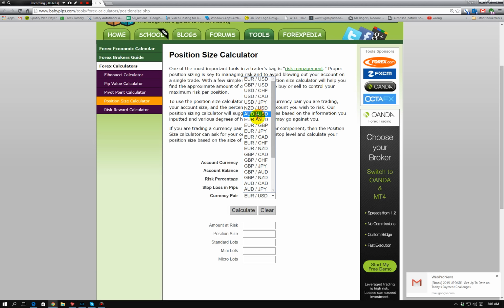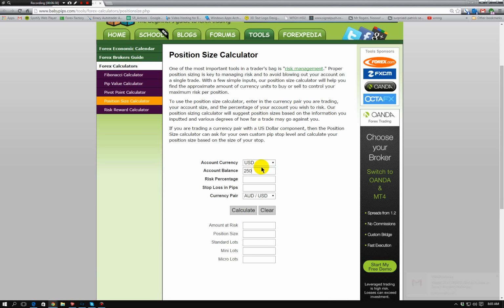Account balance. What do we want our account balance at today? Let's say $250. Risk percentage. This is where you pick out what percentage of your account you're willing to risk. Let's say we're going to do 3% today. Stop loss in pips is 5. Calculate. So, mini lots 1, micro lots 1 is 15.